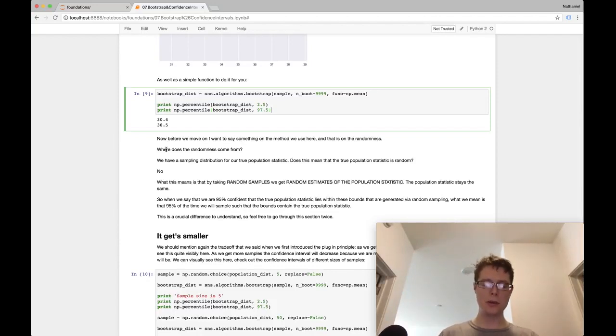And this is something that we will explore later on, because later on we'll talk about machine learning and the bias-variance trade-off. And one of the questions is, where does the variance come from? It's the same thing. The randomness comes from you randomly taking that sample. That's where the randomness comes from. By taking random samples, we get random estimates of the population statistic.